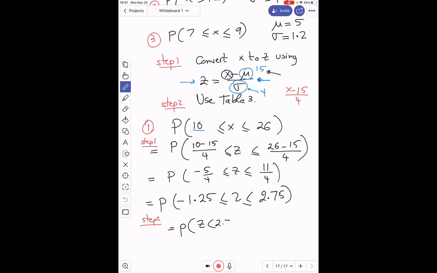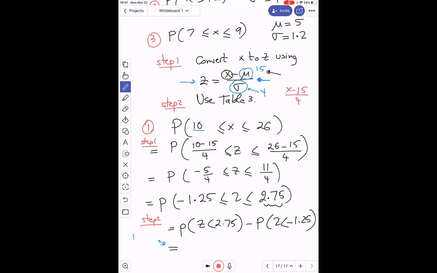So z is less than 2.75. The area to the left of 2.75 minus the area to the left of negative 1.25. Whenever you have z between two numbers, that's the probability of z less than the largest number, which is 2.75 in this case, minus the probability that z is less than the other number. Now I can use my table.